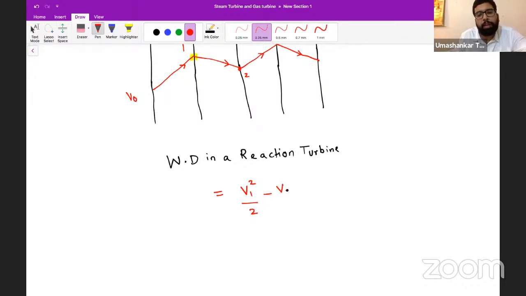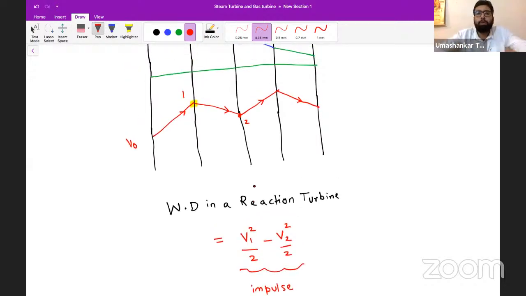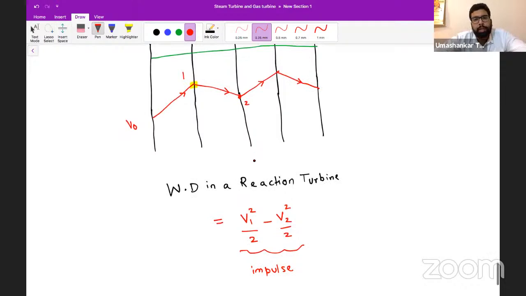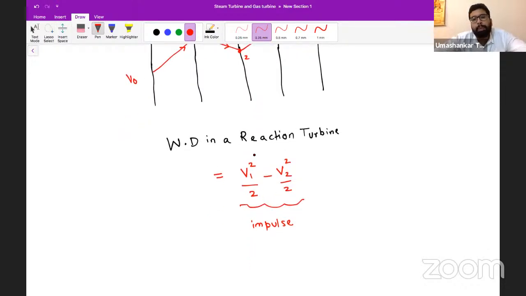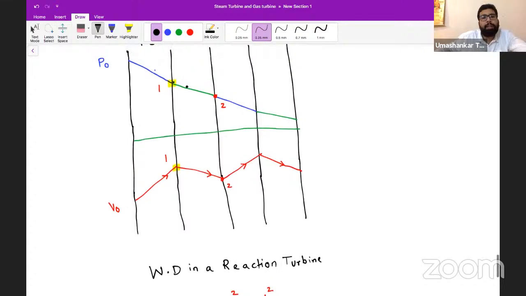When your steam leaves the moving blade, its velocity will be reduced. This is the impulsive effect, the impulse we were talking about in the impulse turbine. Right or wrong? There will be some impulse also in here. Yes or no? But there will be some pressure energy also.